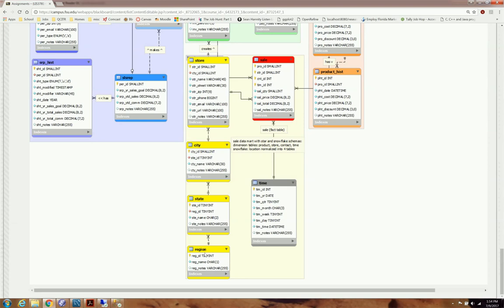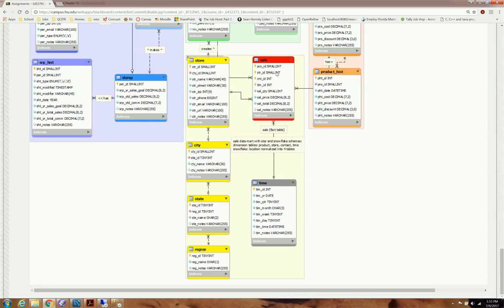And you could do it any way you wanted to. You could break it down into 4, just northeast, south, west. You could do it that way as well. And then we have state, city, and then the foreign key of city goes into the store table. So that's our first difference here. Also, I want you to understand that the sale data mart contains both the star and snowflake schemas.